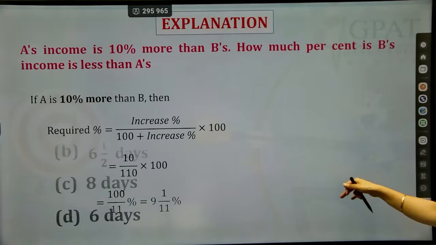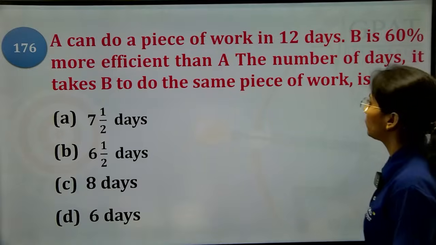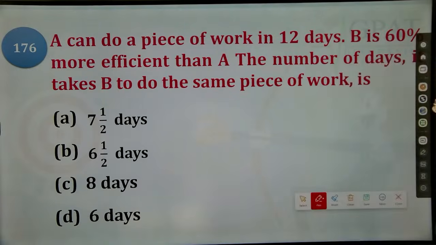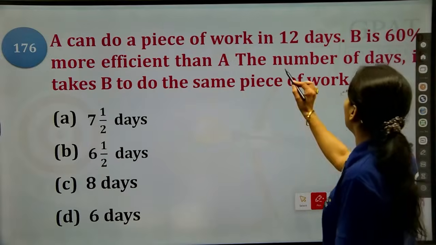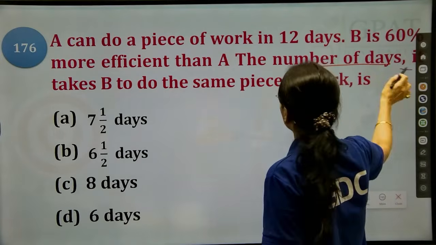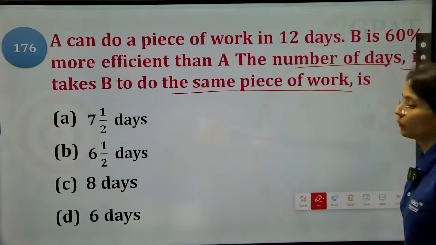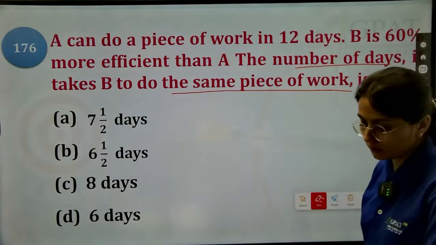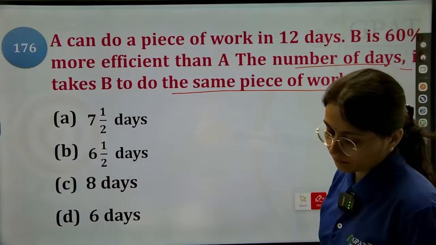Next, question number 176. A can do a piece of work in 12 days. B is 60% more efficient than A. The number of days it takes B to do the same piece of work is how much?